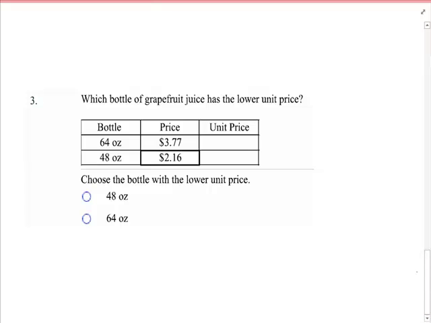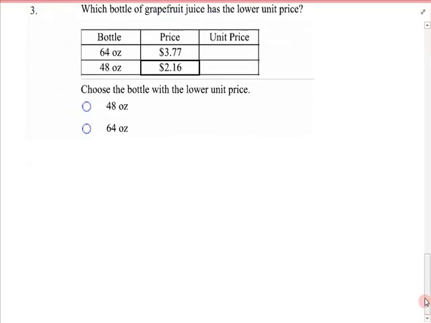In this one, it doesn't ask us for the answers to what is the unit price of each one. It just says which one has the lower unit price. So for the first one, it is $3.77 for 64 ounces. Remember, always money on top, compared to $2.16 for 48 ounces.